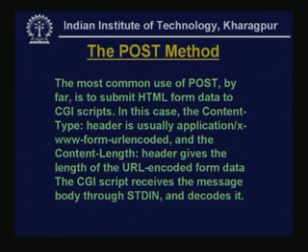So, in this case the content type header is usually application slash x dash www dash form dash URL encoded, and the content length header gives the length of the URL encoded form data. The CGI script receives the message body through stdin and decodes it. As I mentioned, CGI is specially designed so that such data which are coming in can be easily parsed and all the values retrieved.